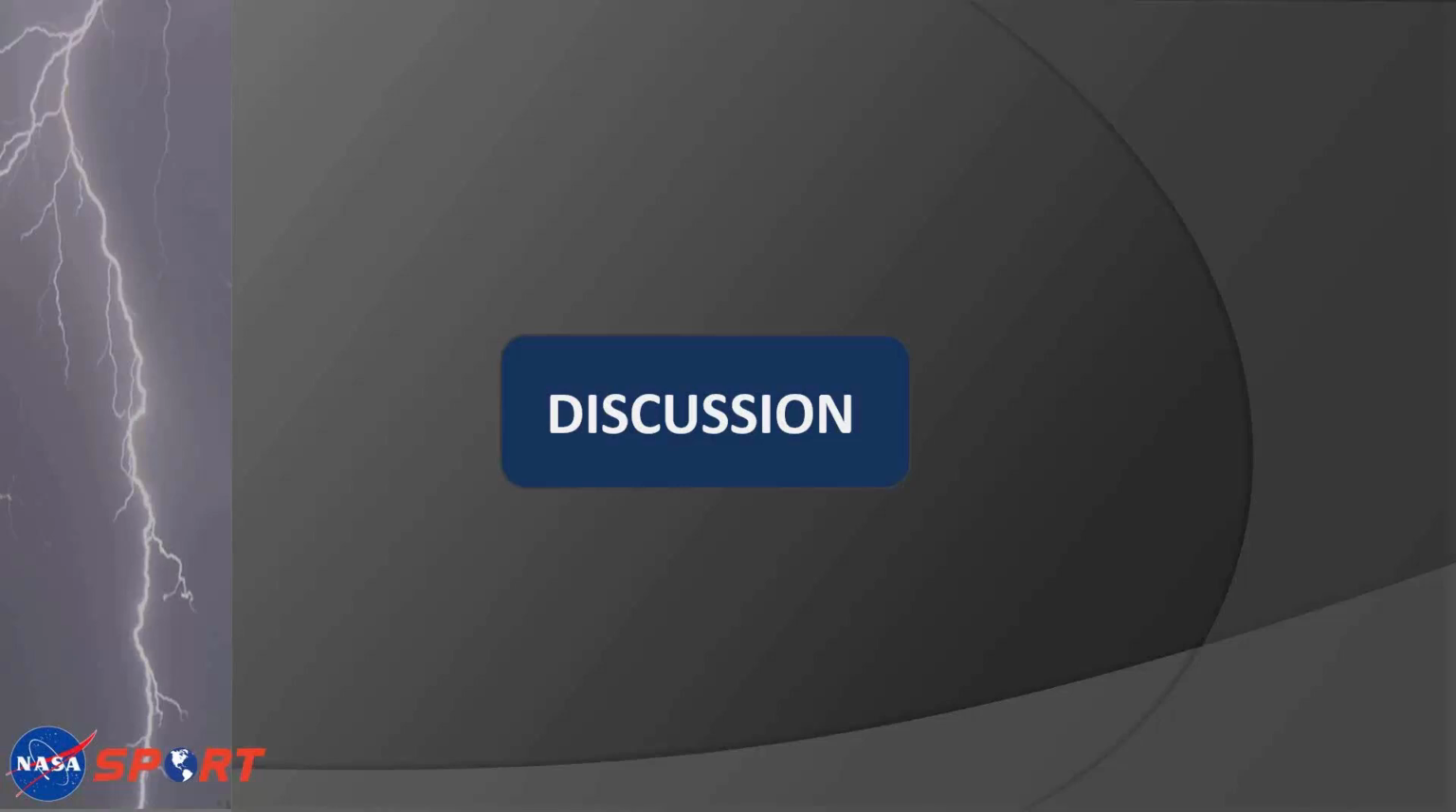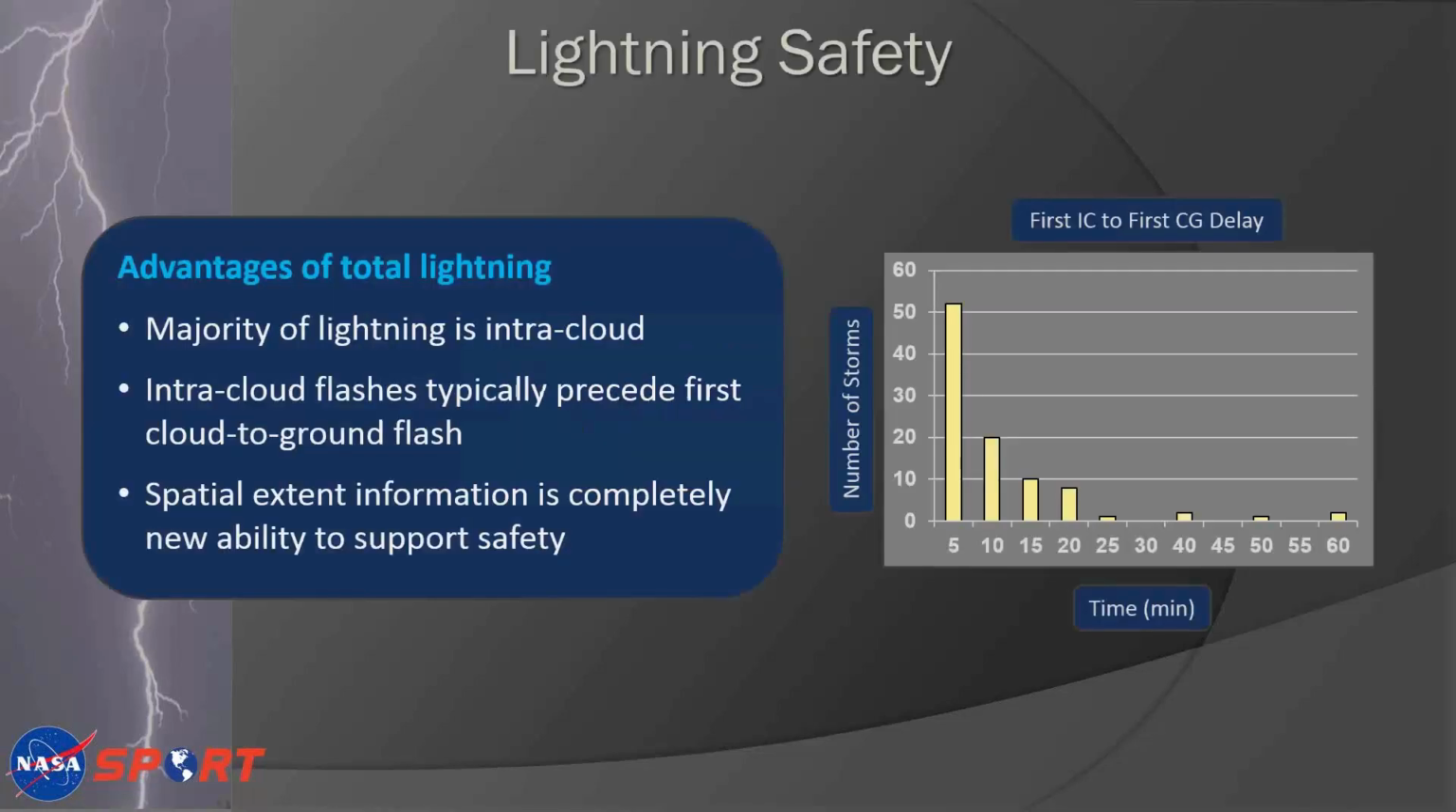Okay, without any questions on this one, I'll drop to the next example. The following example is more of a lightning safety example versus a severe weather example. In this case, what we want to talk about are some of the advantages of total lightning from a safety perspective. As we've mentioned, the majority of lightning is generally going to be intra-cloud.